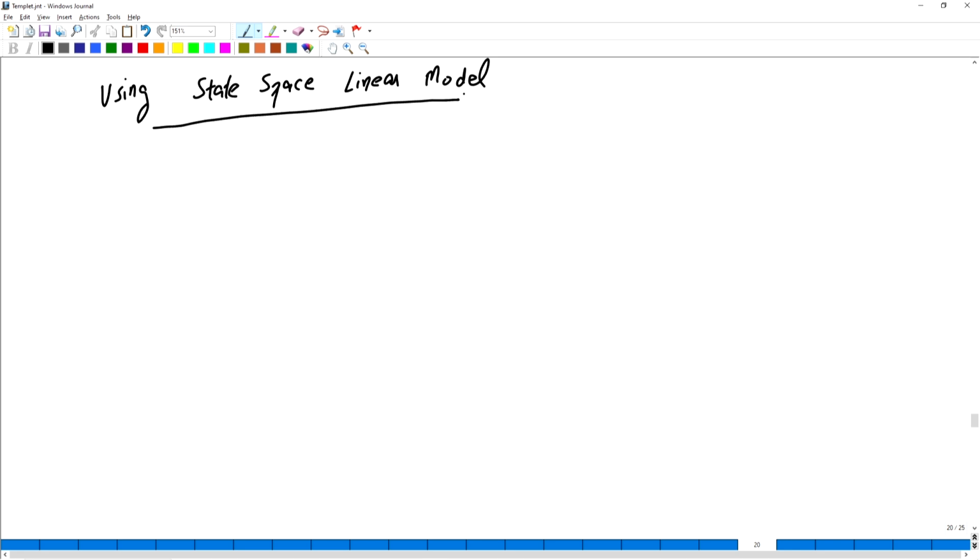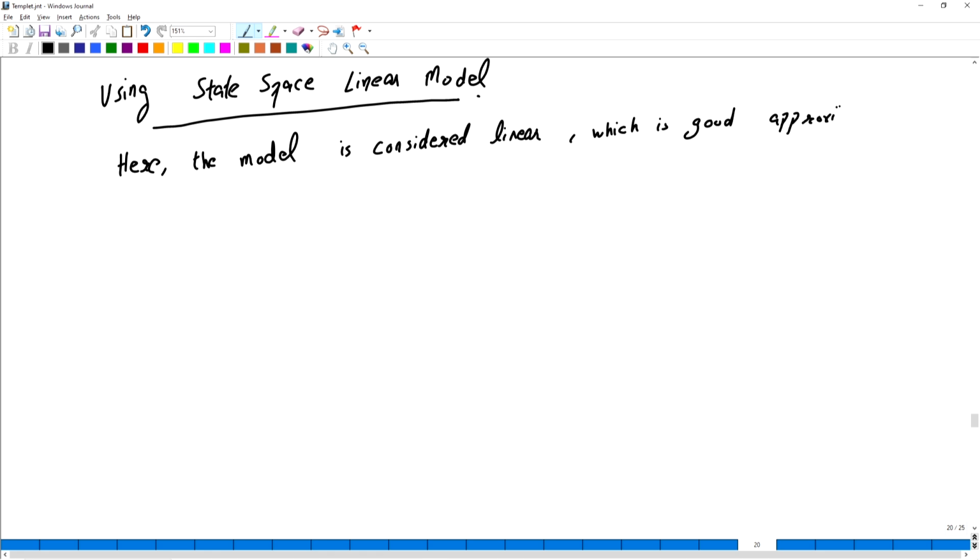Notice I have written here linear now. So here the model is considered linear, which is a good approximation for small angles only. So let us rewrite equation number 14.